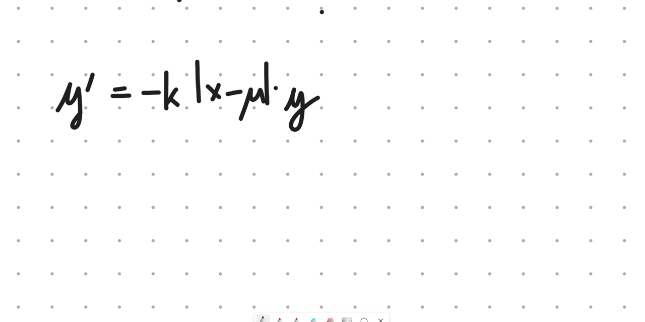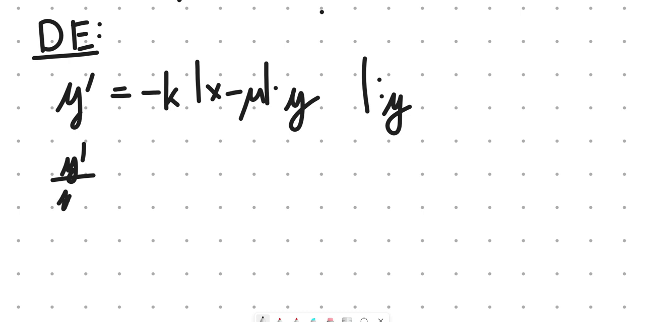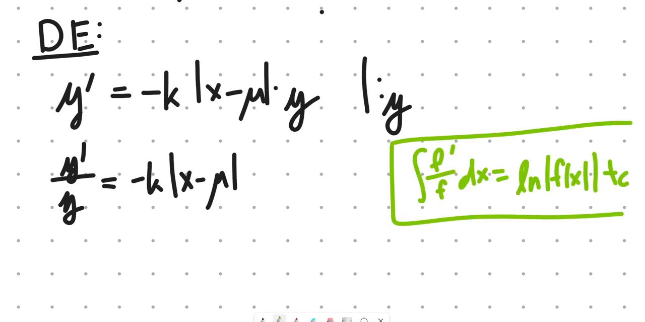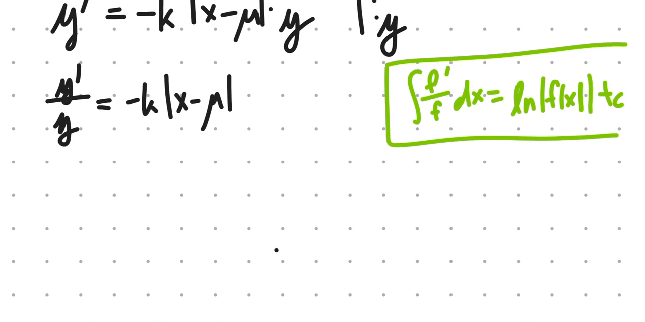In order to solve this differential equation, I'm going to divide both sides by y, so that we get y prime divided by y is equal to negative k times the absolute value of x minus mu. Now we have a function's derivative divided by the function itself, and we know that the integral of the derivative in the numerator over the function in the denominator is going to be the ln of the original f of x plus c.